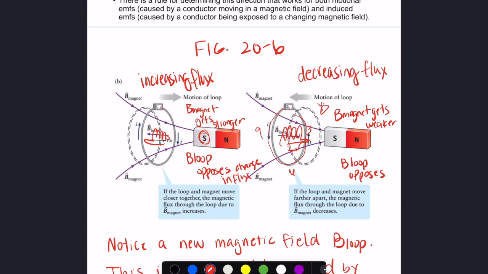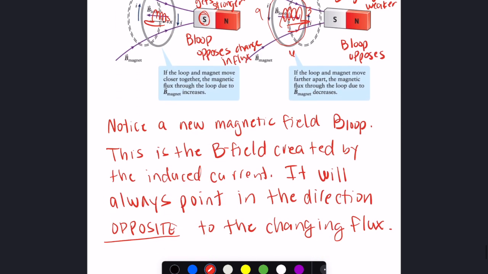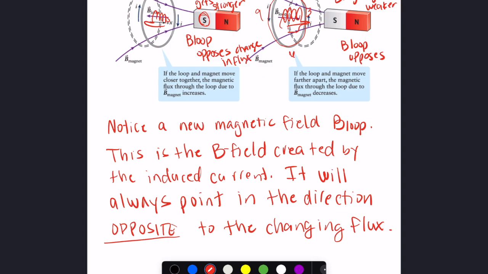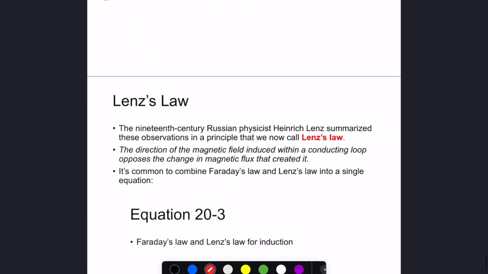So that is basically summarizing Lenz's law. A new magnetic field is created by the induced current, and it will always point in the direction that is opposite to the change in flux. So Lenz's law summarizes this.